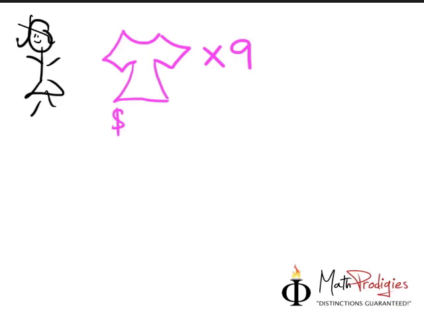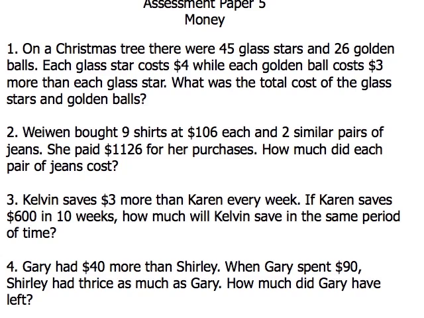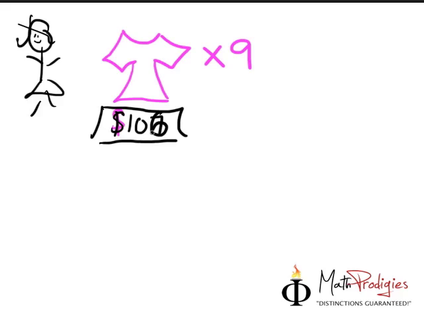Good job. So she bought 9 shirts, and each shirt cost how much? I'm going to put this in a different color. At the shop front, they put there $106. And then she bought another 2 pairs of jeans.